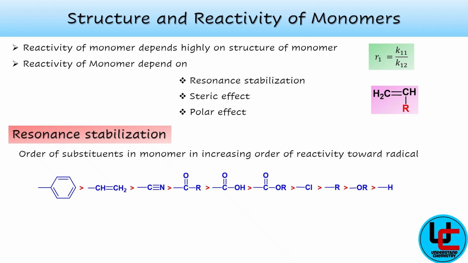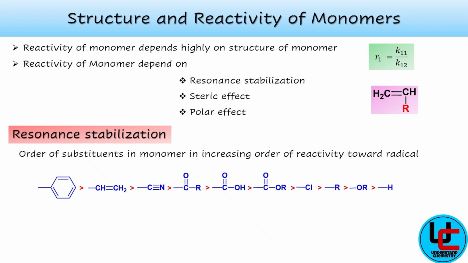This allows the radical to be stabilized through resonance, making styrene one of the most reactive monomers in radical polymerization. In fact, if we look at the order of substituents based on their ability to stabilize the radical through resonance, we see that groups like phenyl and vinyl are at the top, followed by electron withdrawing groups like cyano and carbonyl, and finally simple alkyl or hydrogen substituents.